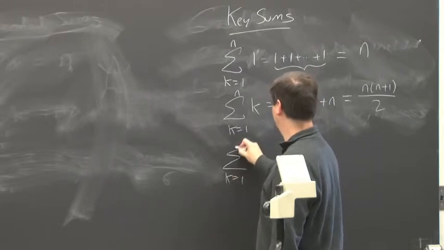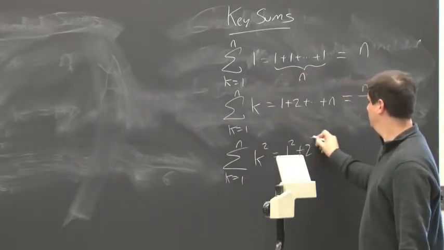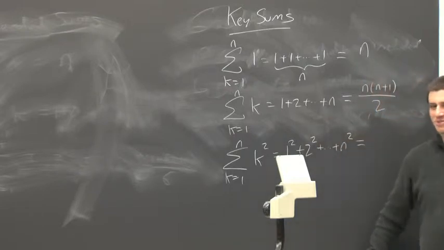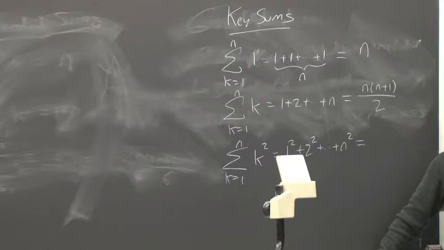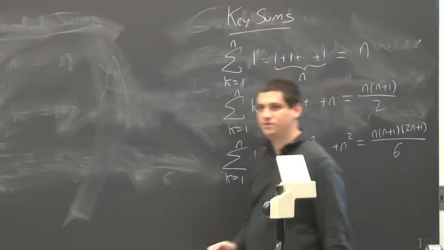And now to really push things, let's sum k squared. So this is 1 squared plus 2 squared plus up to n squared. Anybody remember this one? This one is n times n plus 1 times 2n plus 1, over 6. And these will be useful later in class.